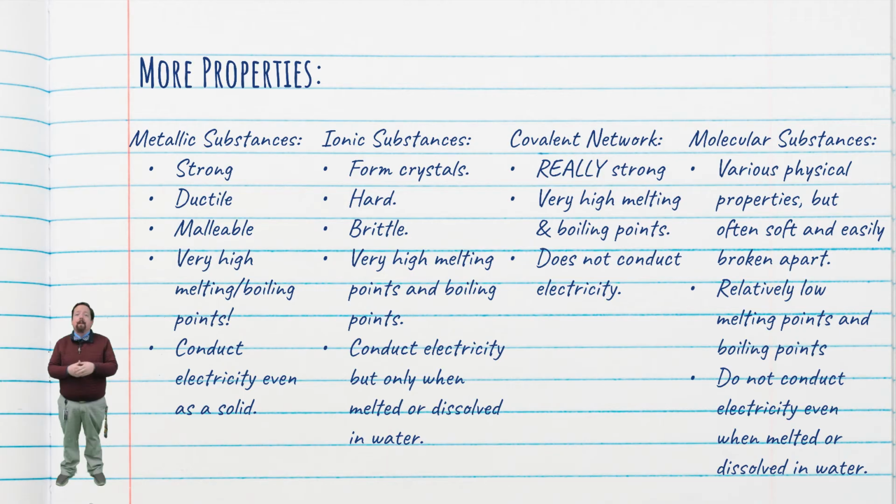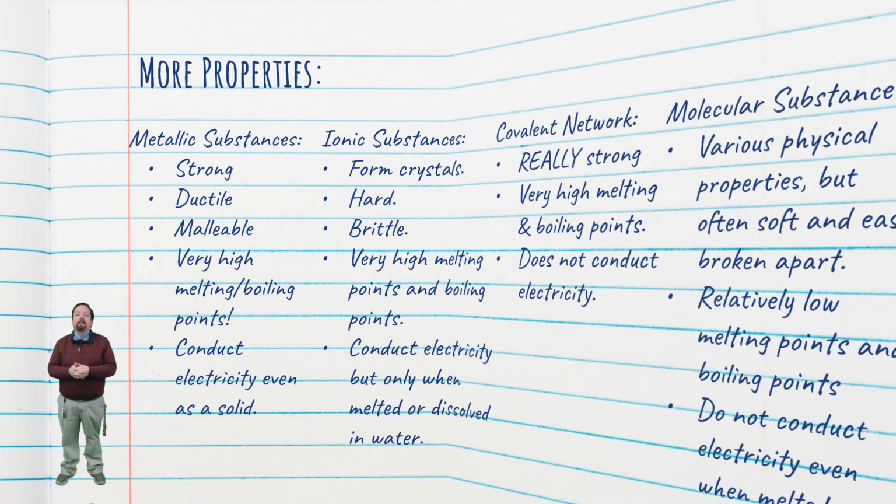Molecular substances are only held together by relatively weak intermolecular forces, so they have relatively low melting and boiling points. Metallic substances are strong, ductile, and malleable as well. Ionic substances form solid crystals and are hard and brittle as solids. Covalent network solids are generally very strong, and molecular substances are usually soft and easily broken apart, but can have a large variety of different properties.